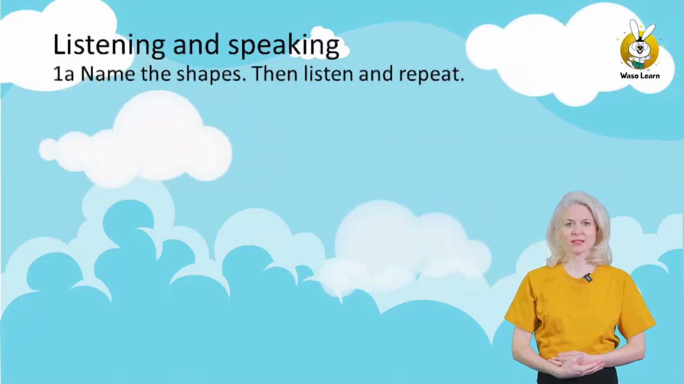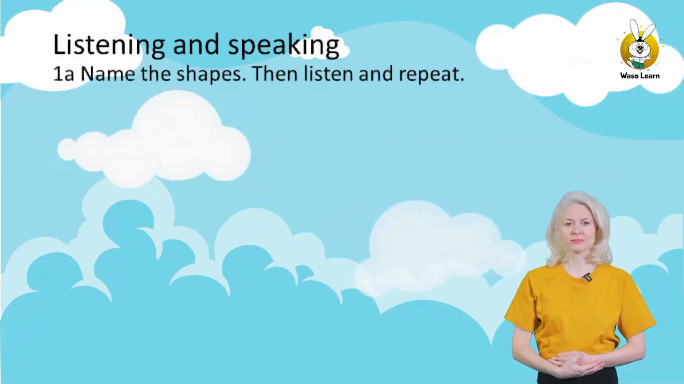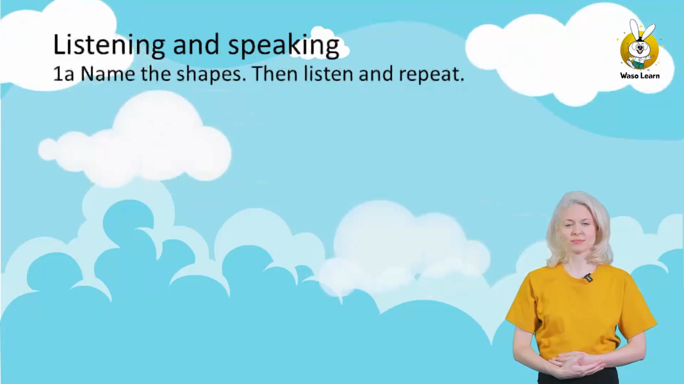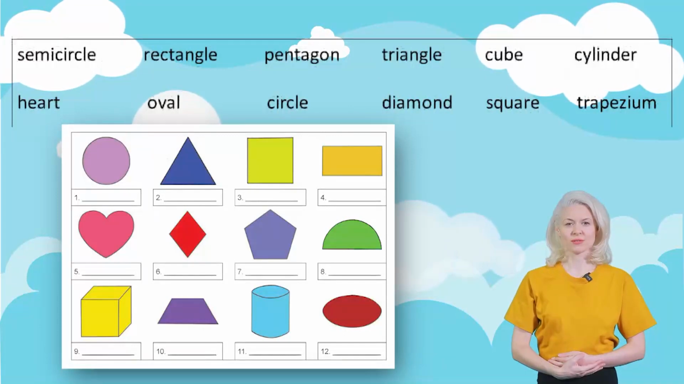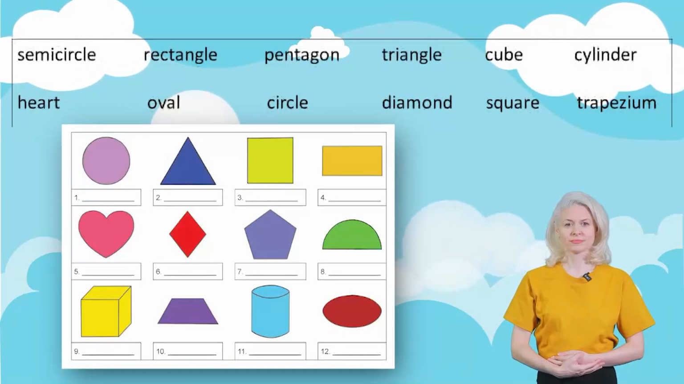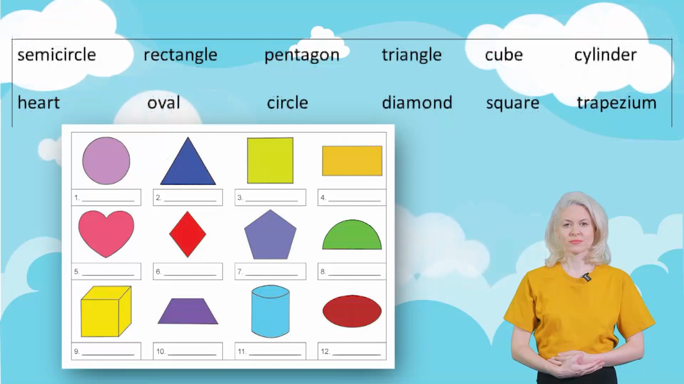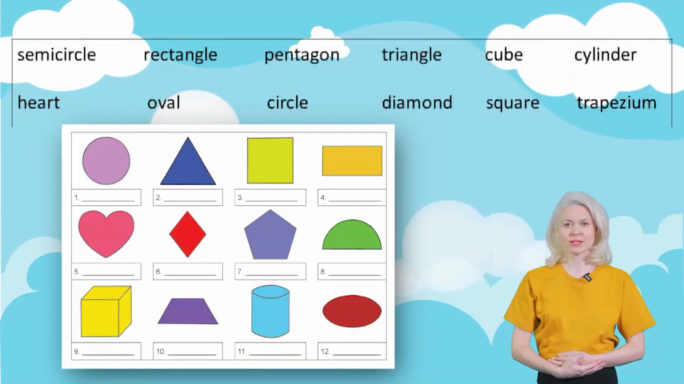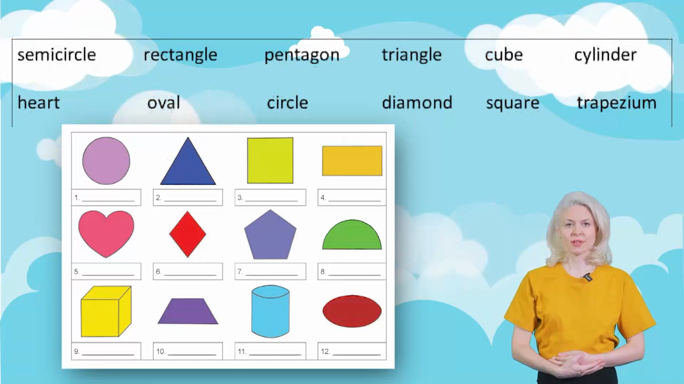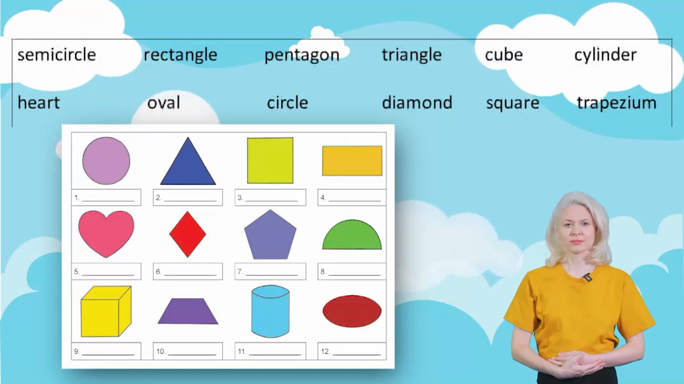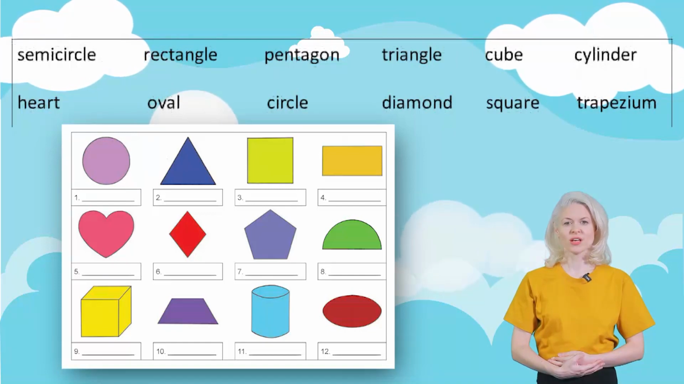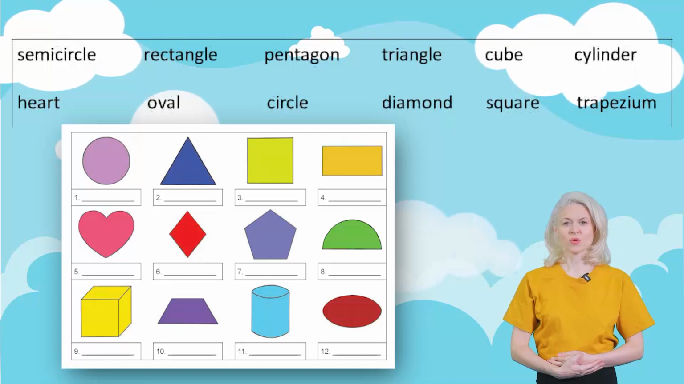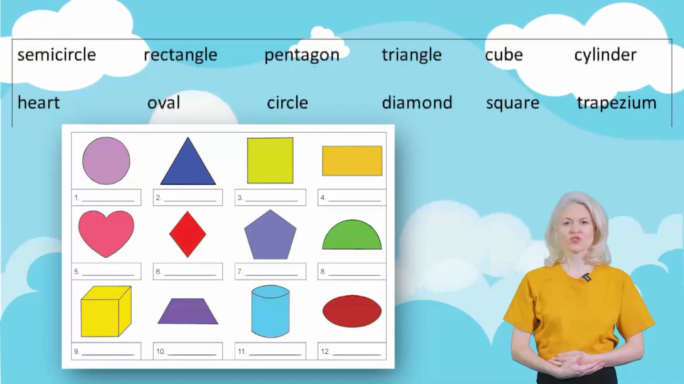Listening and speaking. 1A. Name the shapes. Then listen and repeat. Semicircle, rectangle, pentagon, triangle, cube, cylinder, heart, oval, circle, diamond, square, trapezium.